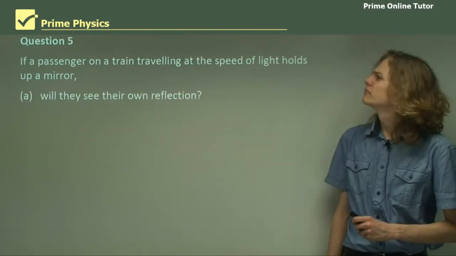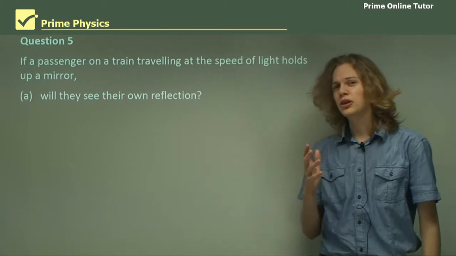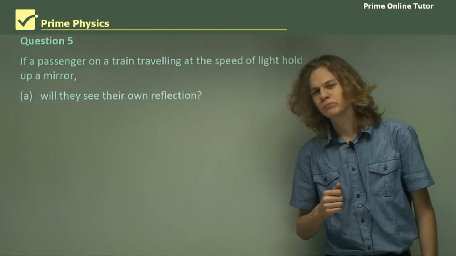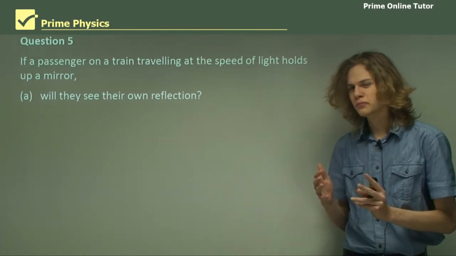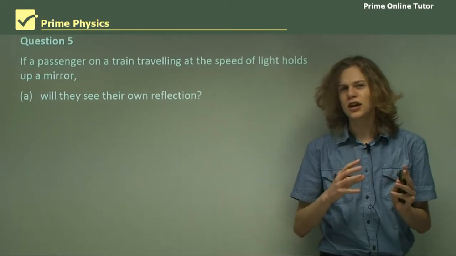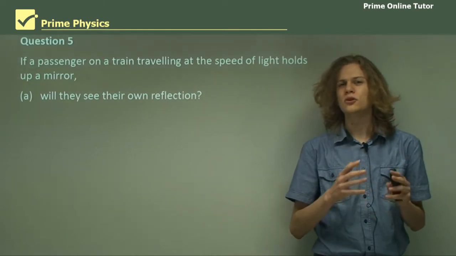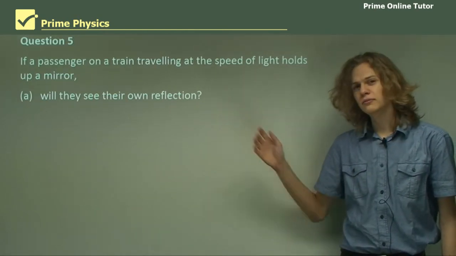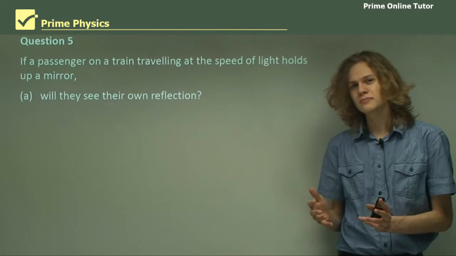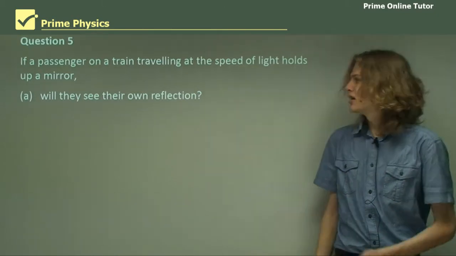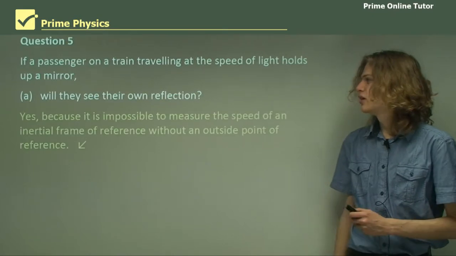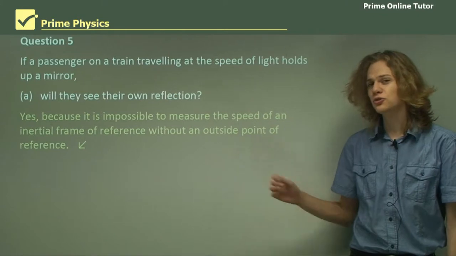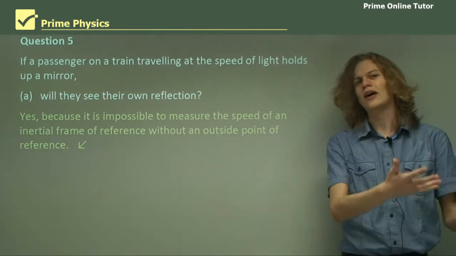Question 5. If a passenger on a train traveling at the speed of light holds up a mirror, will they see their own reflection? Now let's think back to Einstein's postulates. The laws of physics are the same in all inertial frames of reference. So, will you see your own reflection if you're in a stationary frame of reference? The answer, of course, is yes. And so in any inertial frame of reference, you must see your reflection. It is impossible to measure the speed of an inertial frame of reference without some sort of outside point.